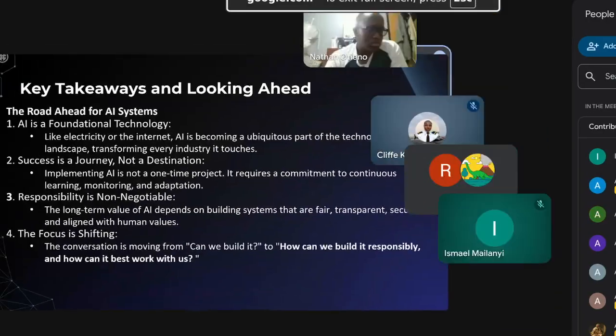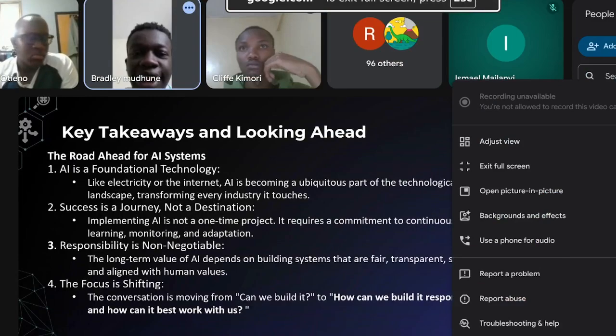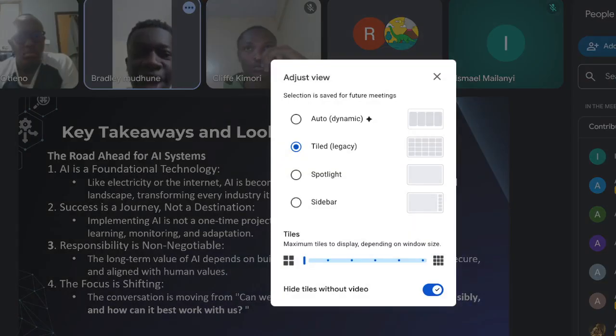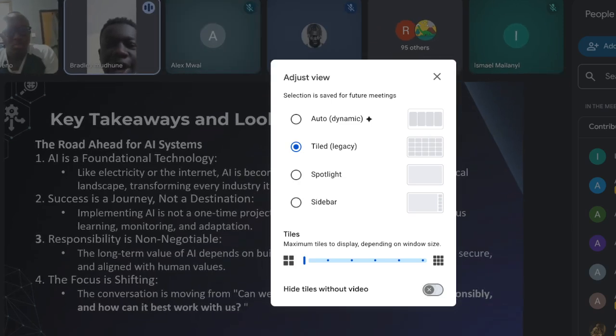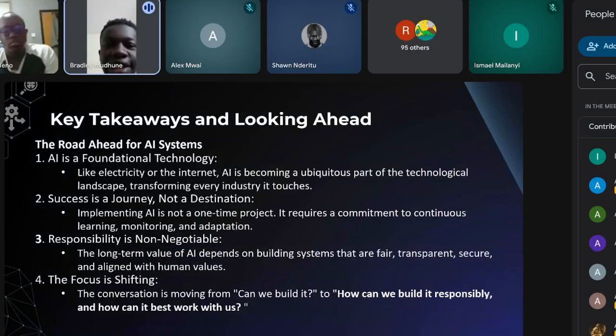So, key takeaways and looking ahead. The road ahead for AI systems. AI is a foundational technology. The way electricity or the internet is, AI is becoming a ubiquitous part of the technological landscape, transforming every industry it touches. Success is a journey, not a destination.